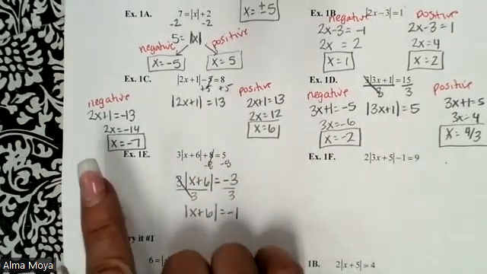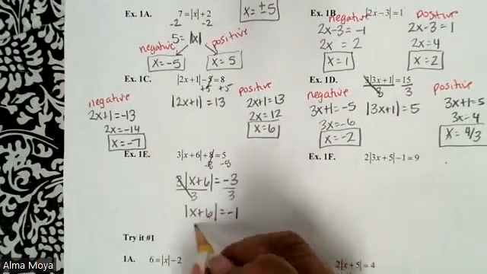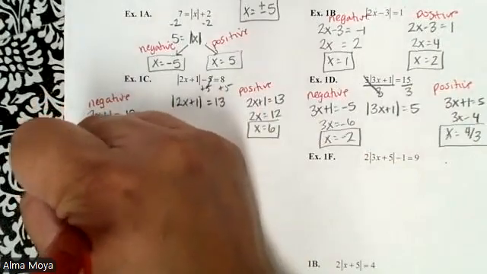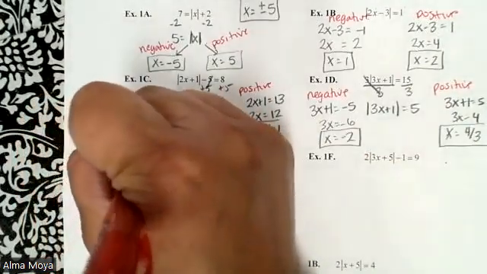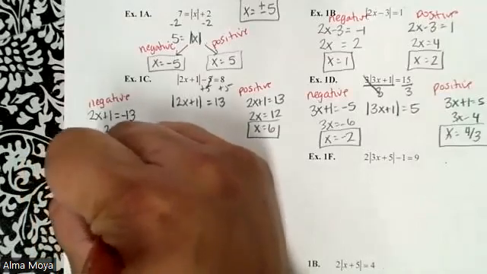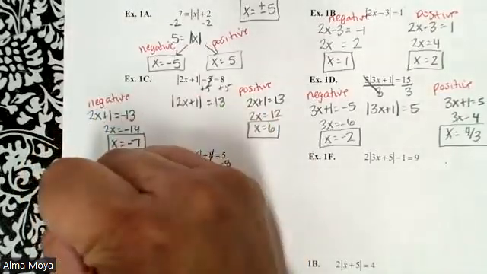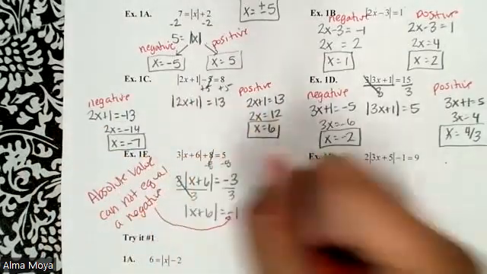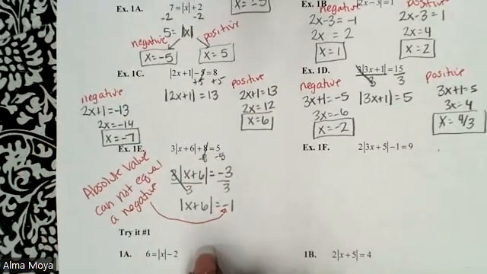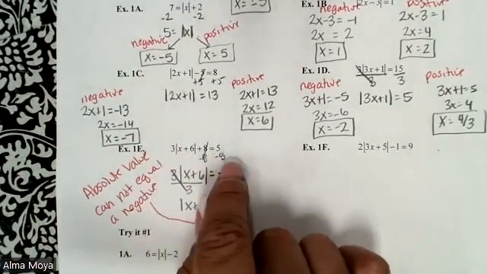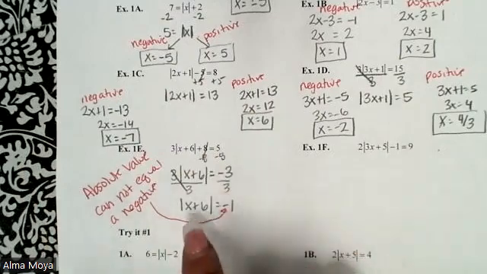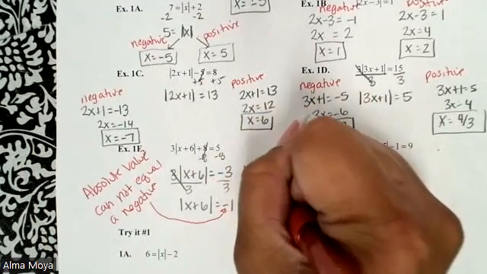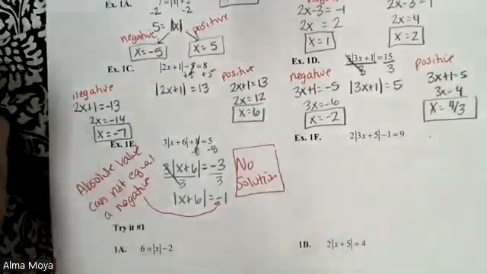Before you think about dropping to positive and negative, will absolute value ever equal a negative number? No, it won't. So right here, absolute value cannot equal a negative. So even if you were to drop in, you would get a solution. When you go back and check your answers, you will never get it. It'll never work out. So right here, because absolute value will never equal a negative, this is going to be no solution. So I don't even have to solve it. I'm done with solving it. That is no solution.